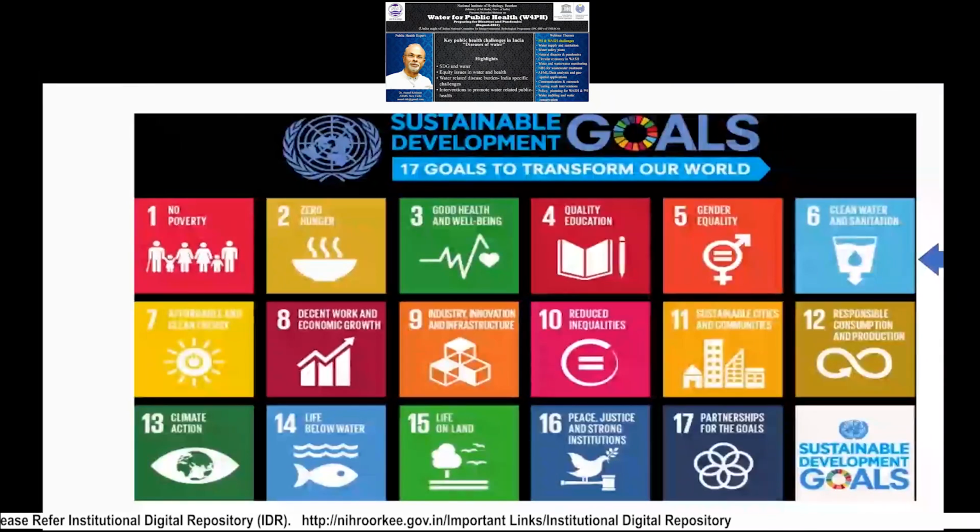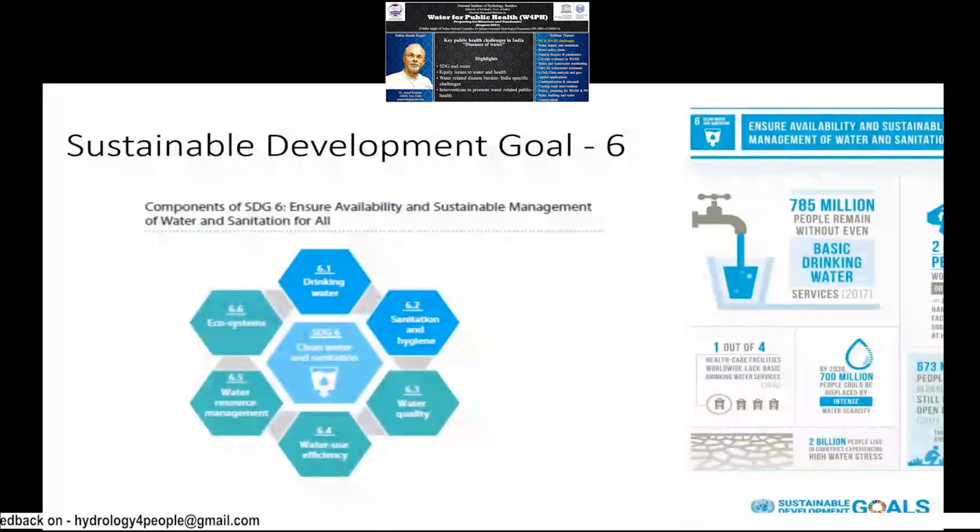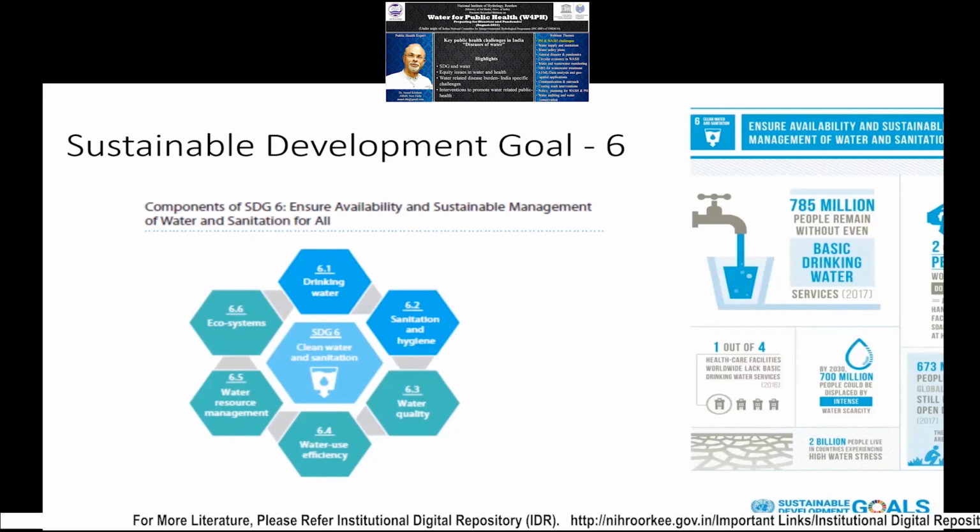Globally, water is treated as a public good. In the sustainable development goals, there are 17 goals which address different aspects of our life. Obviously, health is there, which is number 3. But today we are talking about number 6, which is clean water and sanitation. Sustainable Development Goal 6 talks about ensuring availability and sustainable management of water and sanitation for all. It includes drinking water, sanitation and hygiene, water quality, water use efficiency, water resource management, as well as larger water ecosystems. It's something that governments across the globe are monitoring very closely.